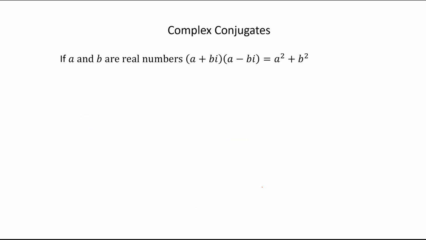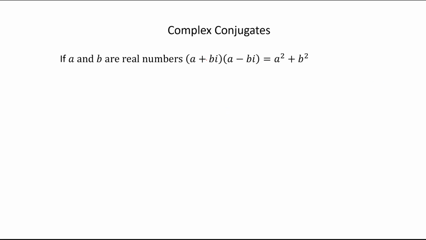So complex conjugates. Remember, conjugates are two binomials that look exactly alike, except for the middle sign is opposite. So a plus bi, a minus bi, and normally when we multiply conjugates, we get a difference of squares. But when we multiply complex conjugates, we end up with a sum of squares because i squared is -1.